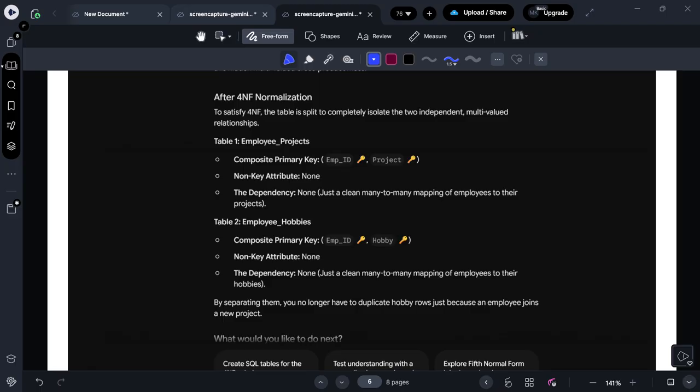But after the fourth normal form, the composite key, we keep both of these in one table because they belong together. They make sense, employee and project. And then we make a new table for employee ID and hobbies. This is fourth normal form. Just clean.